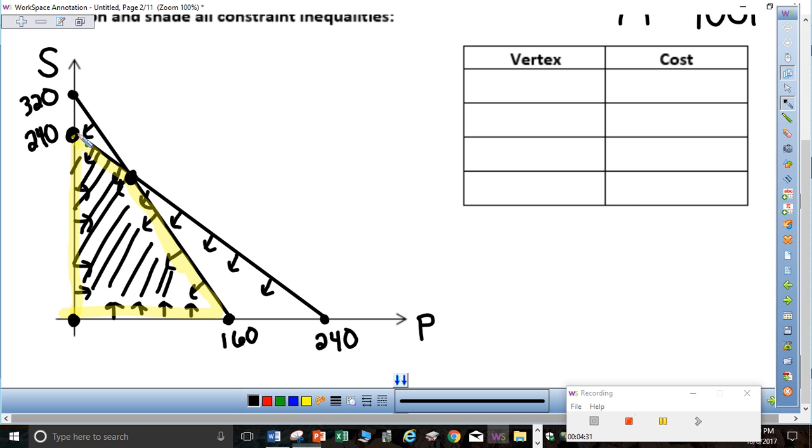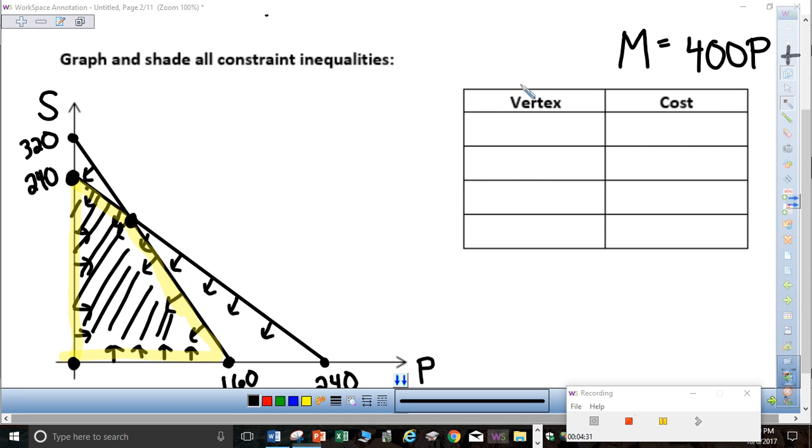And again, because we're not using X and Y, before we start listing out the vertex points above the vertex column, let's write out the order of which variable goes where. So let's keep it consistent with X and Y. So P is on the X-axis, so let's list that first. S is on the Y-axis.